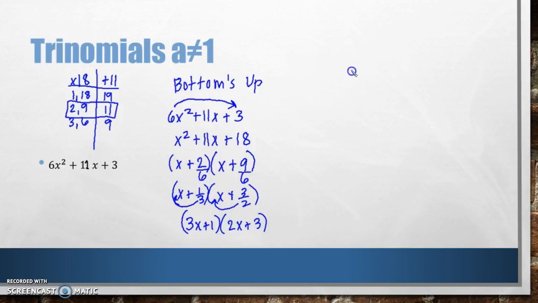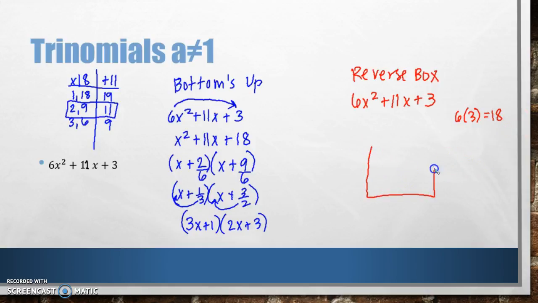Our other option is reverse box. So I'm just going to rewrite it again. And remember, your first step for reverse box is similar to bottoms up. We're going to multiply a and c. So I'm going to have 6 times 3, and that equals 18. We're going to have that off to the side to come back to later.